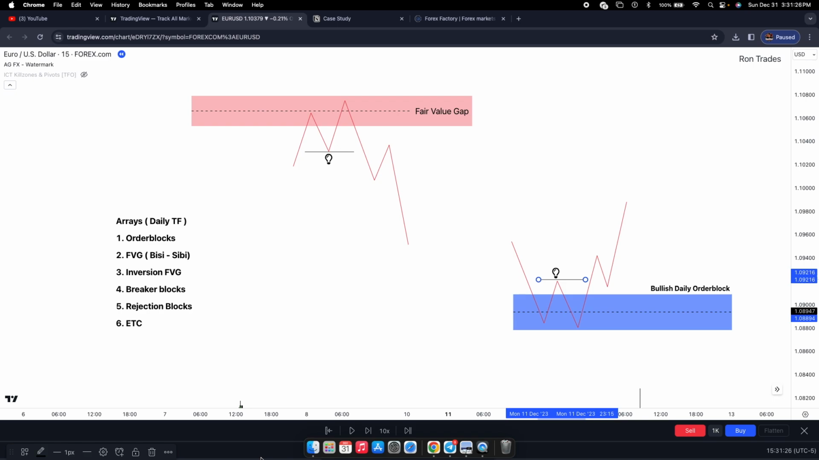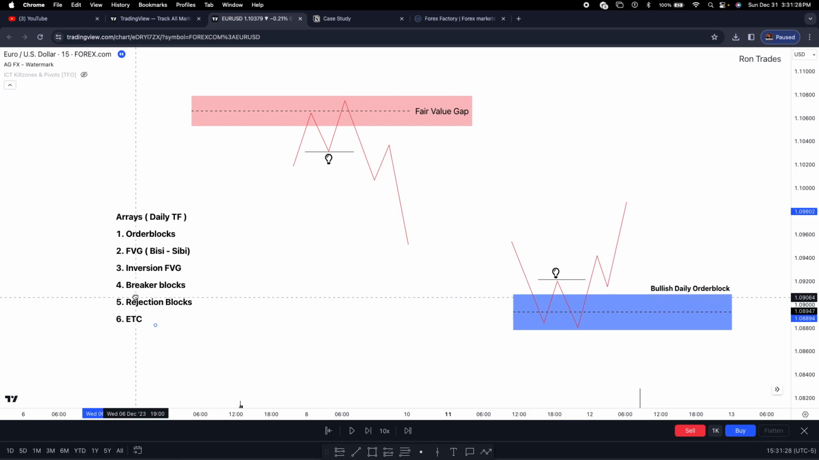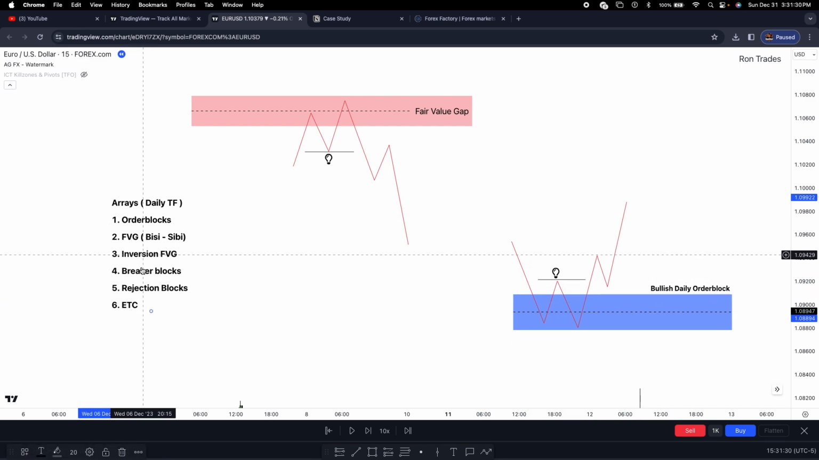So first and foremost, guys, we're going to be going over my arrays, the arrays that I look for. I don't use all these, so I want to be clear. I don't need to use all these. The only arrays that I use here are going to be the order blocks, but I'm going to go through these.